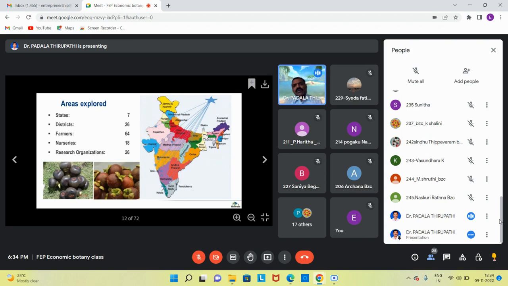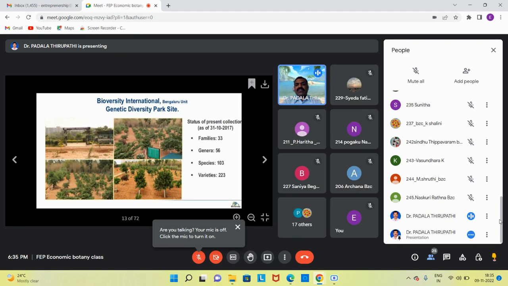See here how the area was explored for the different fruits. They are mainstreaming, conserving, or cultivating the different wild species. So in our India, the area explored covered 7 states and 26 districts, 64 farmers, and 18 nurseries were identified, and 26 research organizations are involved in this Bioversity International work.